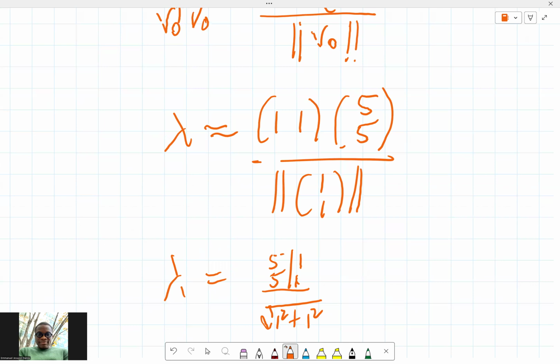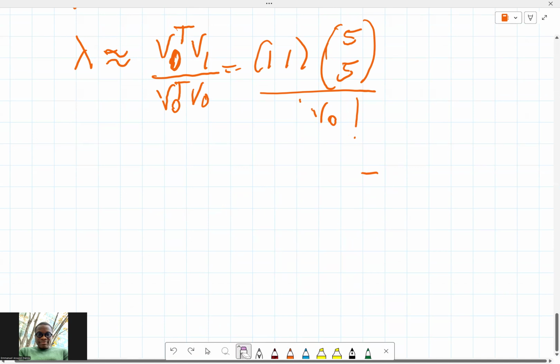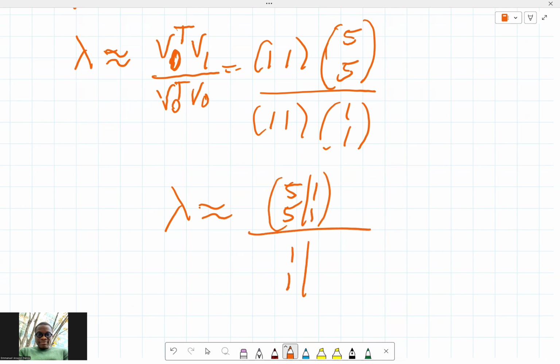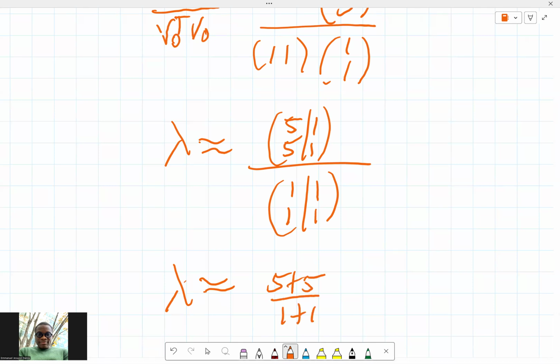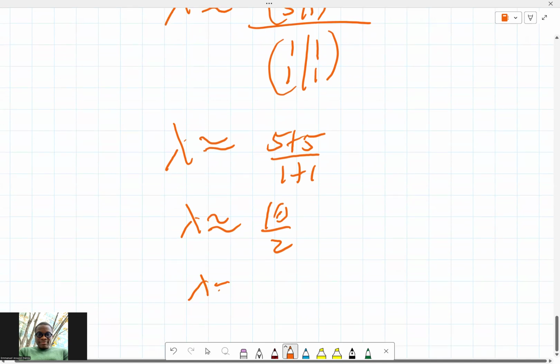Okay, I guess that's not the deal. We can just do the matrix thing, right? Let's just focus on the matrix way of doing this. So we have 1, 1, 1, 1 like this. So lambda is approximately 5, 5, 1, 1 all over 1, 1, 1, 1. So lambda is approximately 5 times 1, 5 plus 5 all over 1 times 1, 1 plus 1. So lambda is approximately 10 over 2, and lambda is equal to 5.